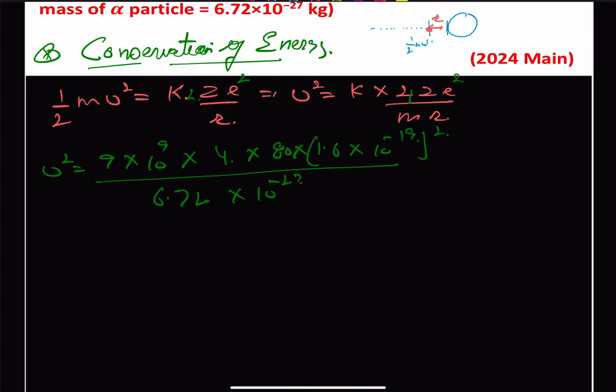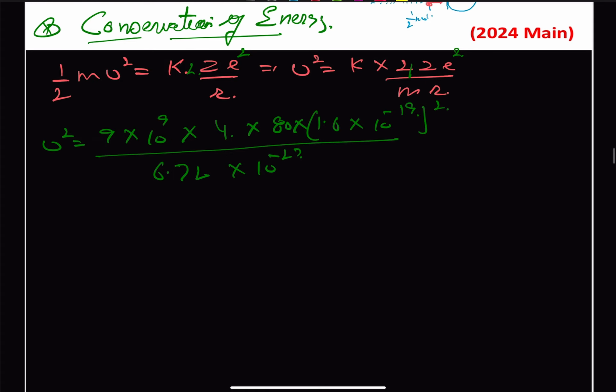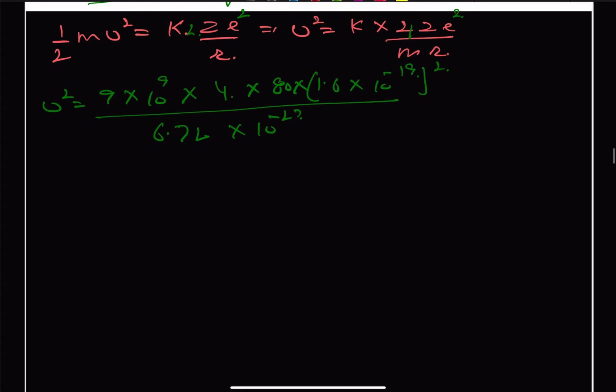Okay, therefore we get this will be equal to 4 multiplied by 9 multiplied by 80 multiplied by 1.6, and this is our 6.72.